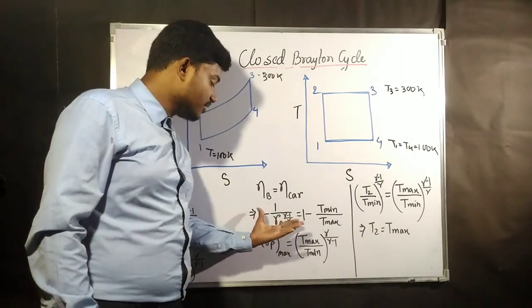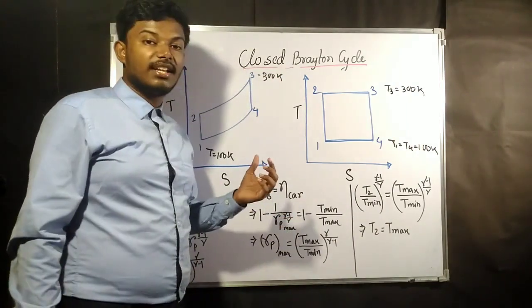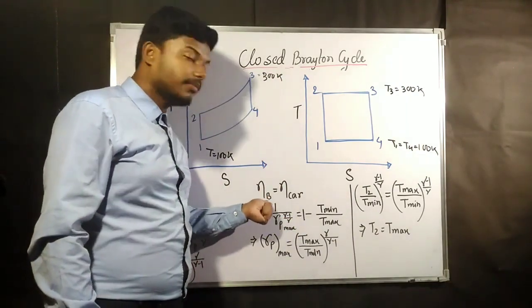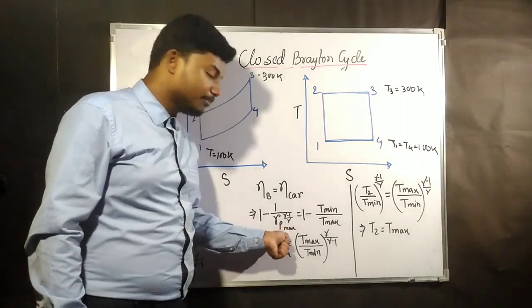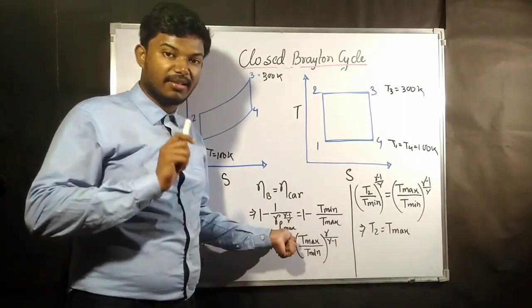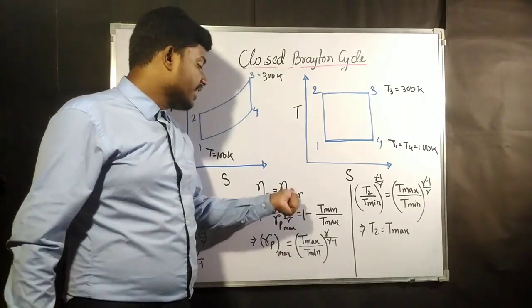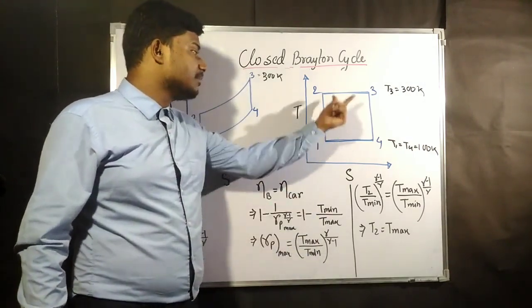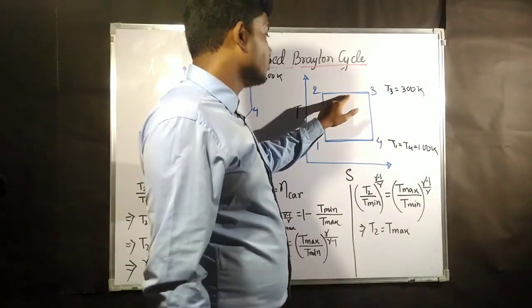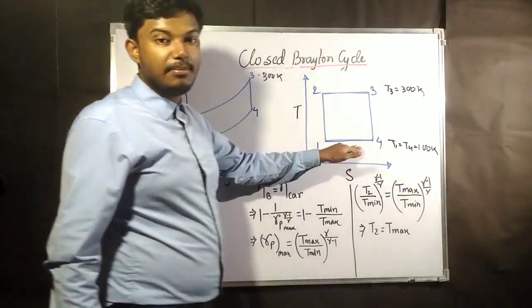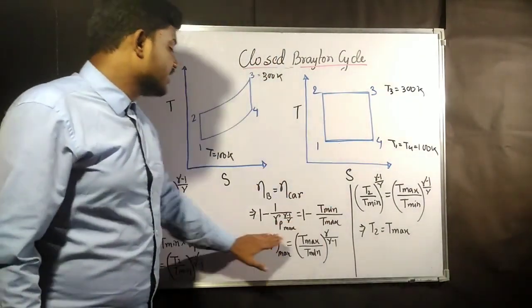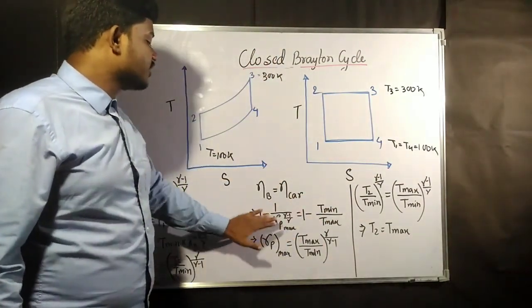Okay, if the pressure ratio increases, the efficiency of the Brayton cycle increases. So for maximum efficiency of the Brayton cycle we write Rp max, or maximum pressure ratio. And the Carnot cycle efficiency is 1 minus T min by T max. This is going to be T max and this is going to be T min. So this is the condition of the Carnot cycle and this is the condition of the Brayton cycle.